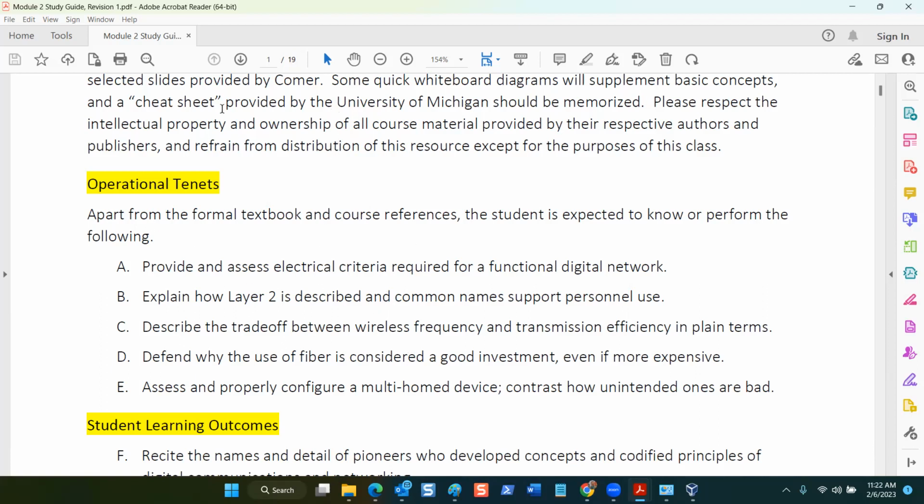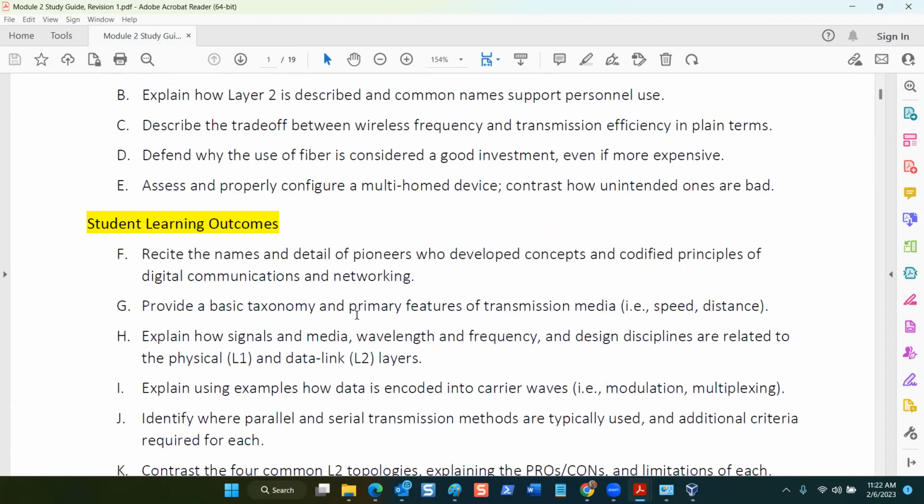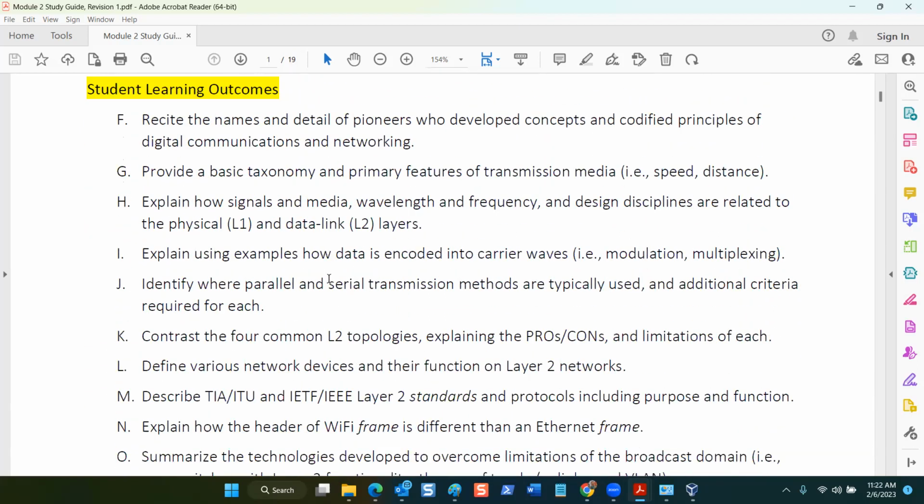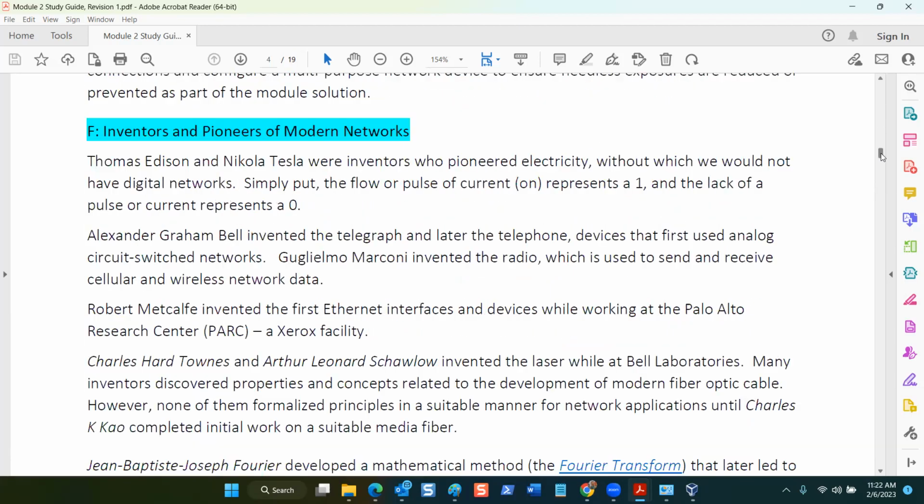There could be additional and related information in the cheat sheet from the University of Michigan. You should memorize this thing. Now we're going to go on to student learning objective F, right? So pioneers in the industry.